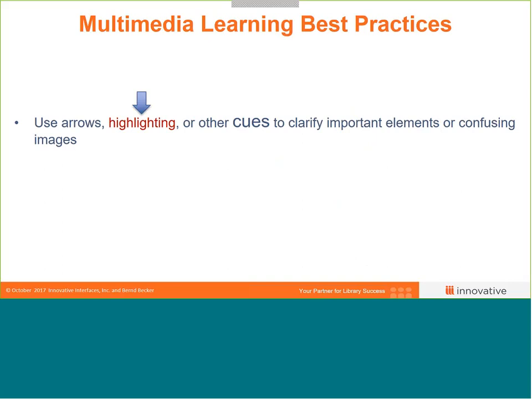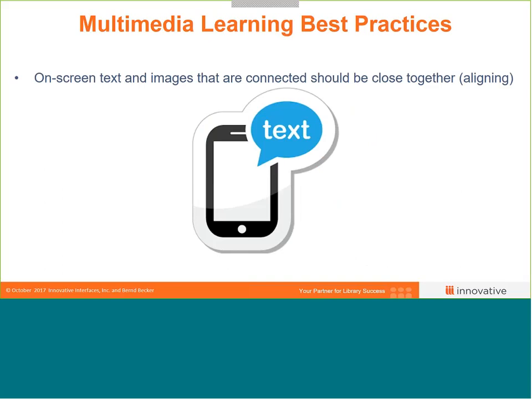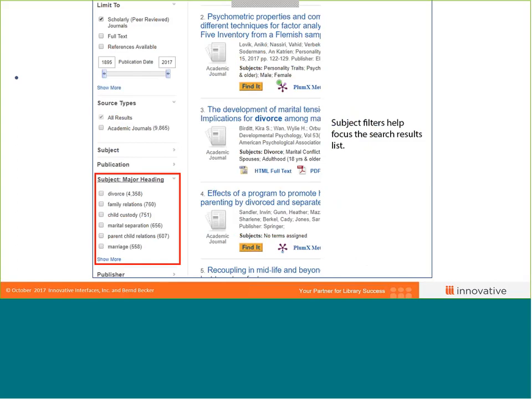And this is also something I fail at regularly in my digital literacy instruction. I always have to keep going back and cleaning up my images. So on-screen text and images, they've always got to be connected and close together. This is aligning. And here's an example of how I have to go clean this up.